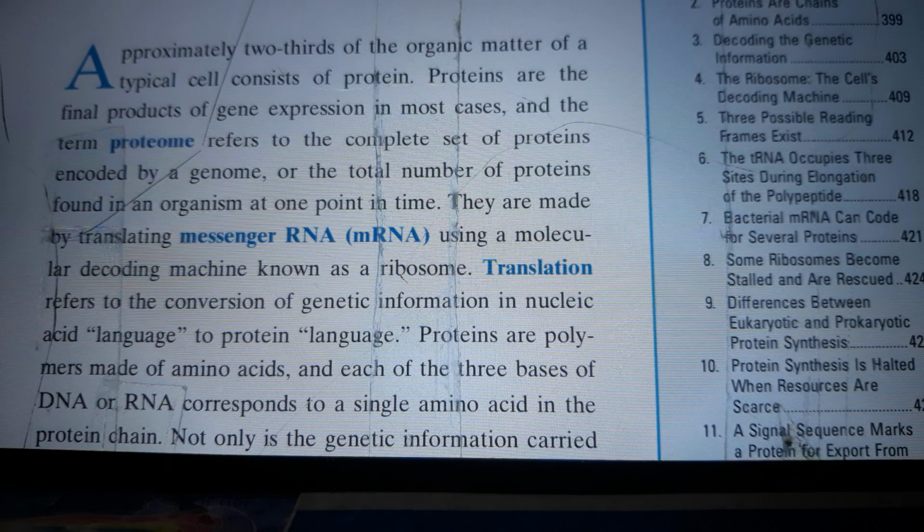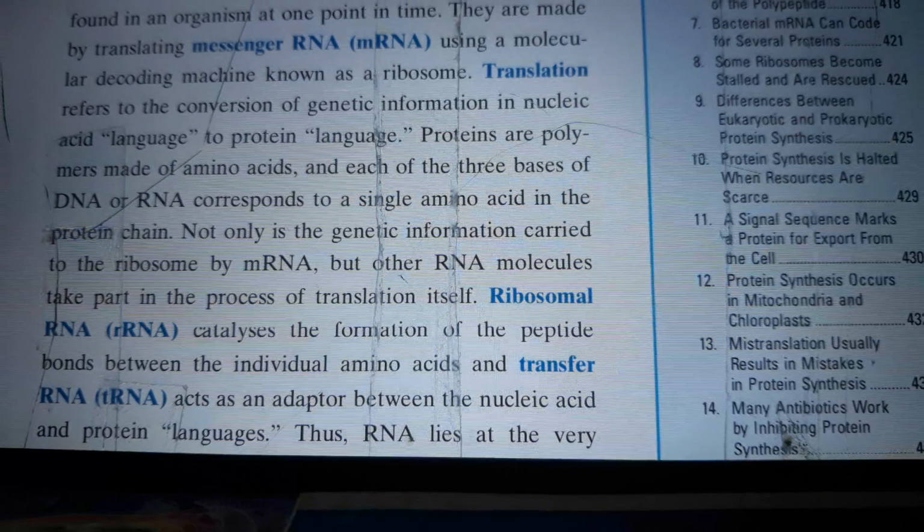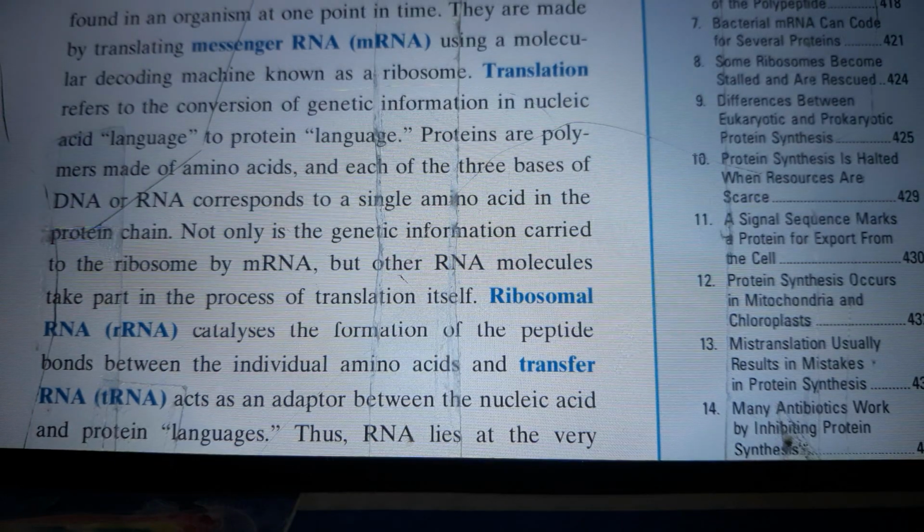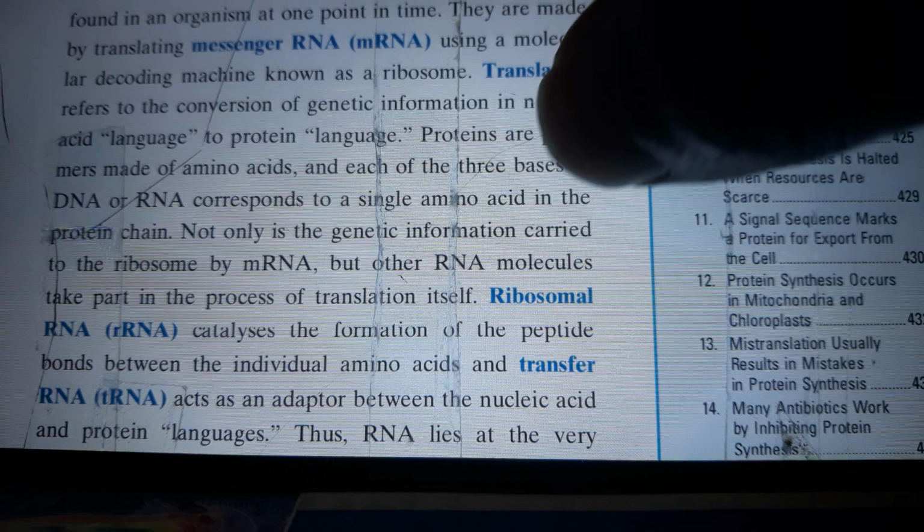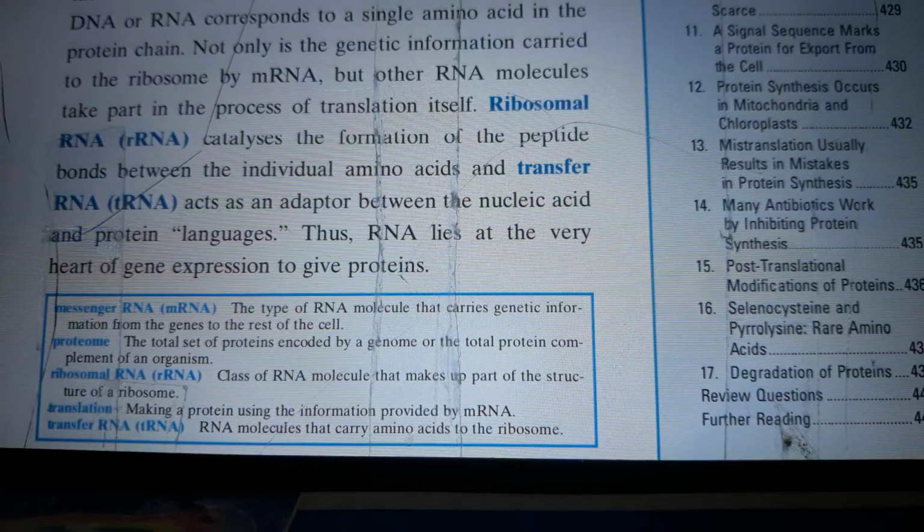They are made by translating messenger RNA, mRNA, using a molecular decoding machine known as the ribosome. Right now, all those terminologies and explanations will hold good as I proceed with this lecture, so while you listen, you can correlate with the terminologies that have been elaborated to you, right? Translation refers to the conversion of genetic information in nucleic acid language to protein language. Proteins are polymers made of amino acids, and each of the 3 bases of DNA or RNA corresponds to a single amino acid in the protein chain.